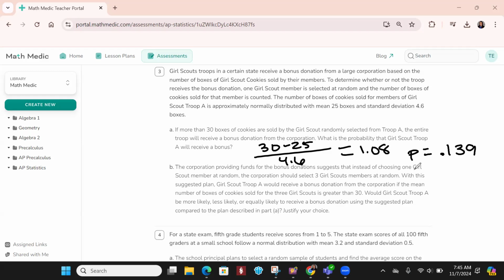This is what your final answer is. You would do 1 minus whatever the Z number is. So 1.08, go into your table, take whatever the number is in the middle, and do 1 minus that number.